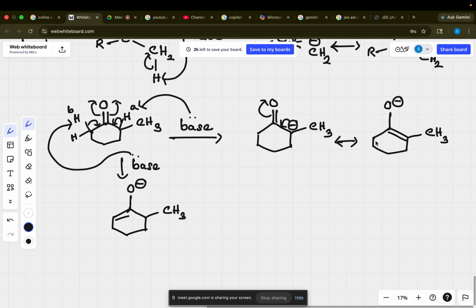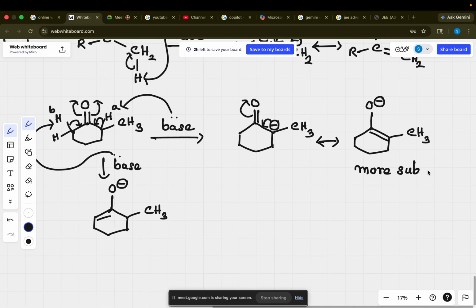So we are getting two kinds of products. So this one is actually what? This is your more substituted. If you see, you have one CH3, here you have one bond, here you have one bond. So this is your trisubstituted, or I can say this is your more substituted. And if it is more substituted, that is your thermodynamic product.